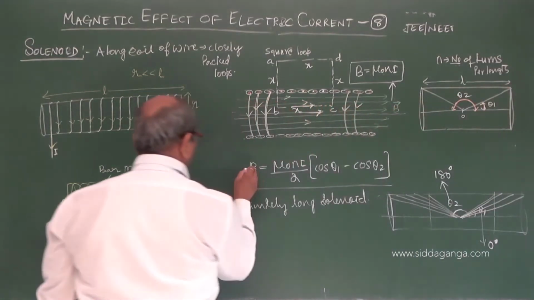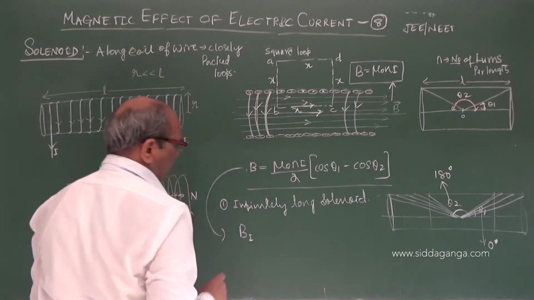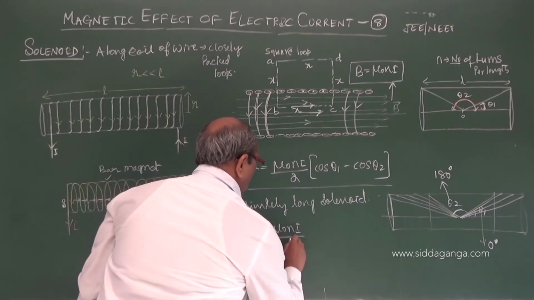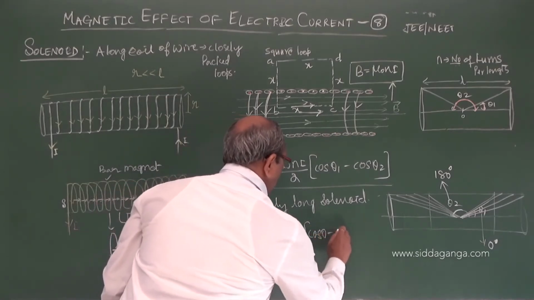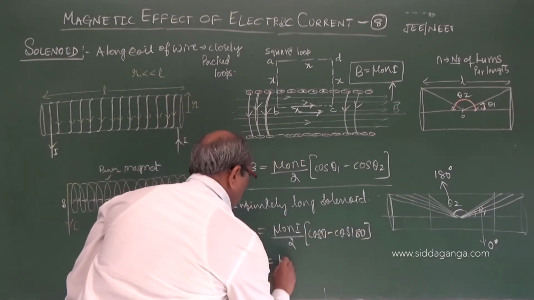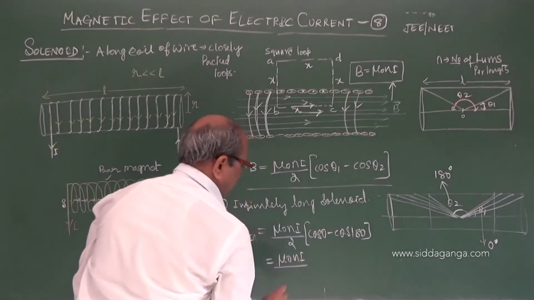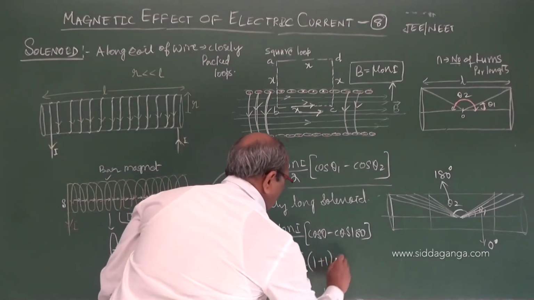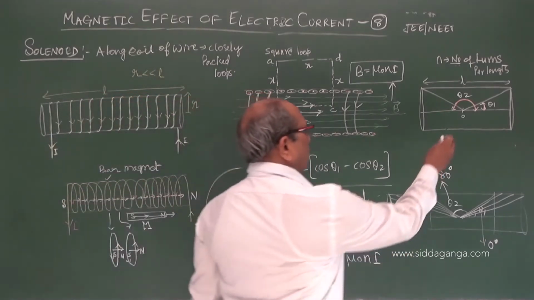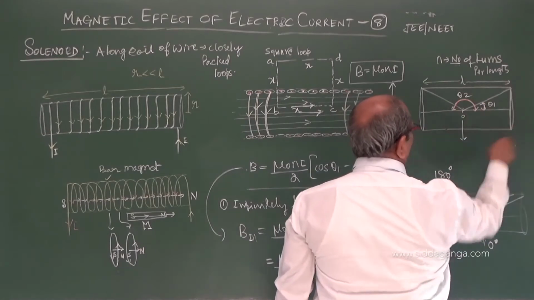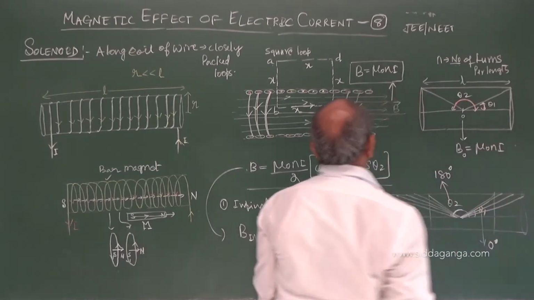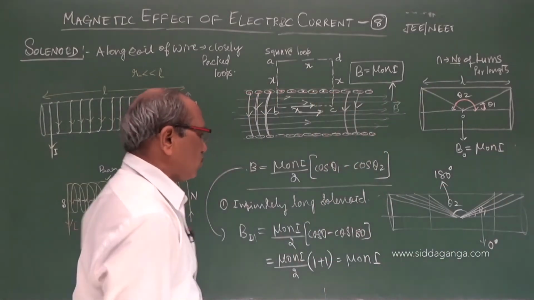Substitute in this relation. Well within the solenoid, inside the solenoid, mu naught nI by 2 into cos 0 minus cos 180. You know it is equal to mu naught nI by 2 into 1 plus 1, equal to mu naught nI. So we got, well within the solenoid, the magnetic field at the central portion is given by this. No difference in both equations we showed.